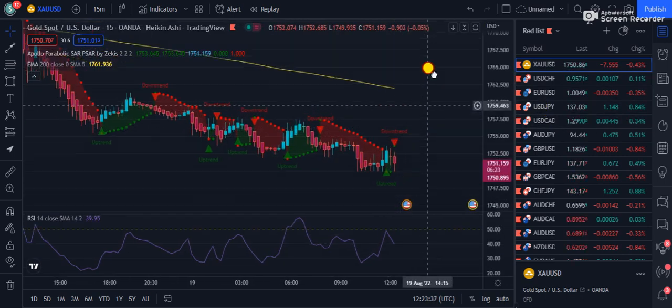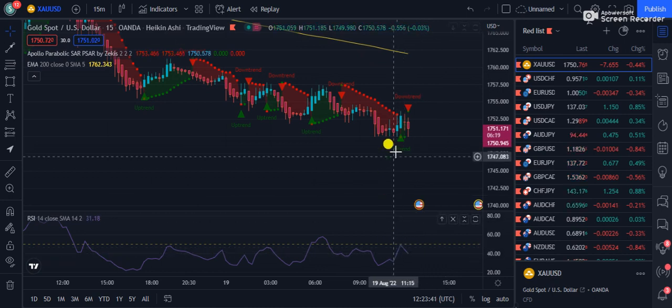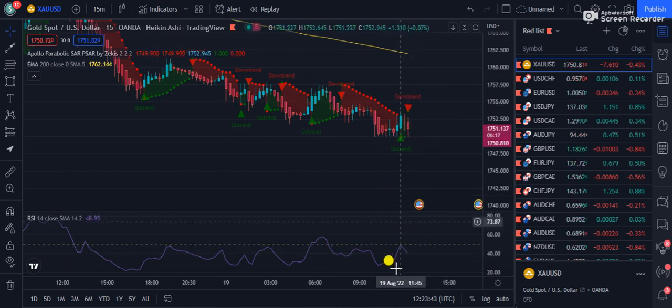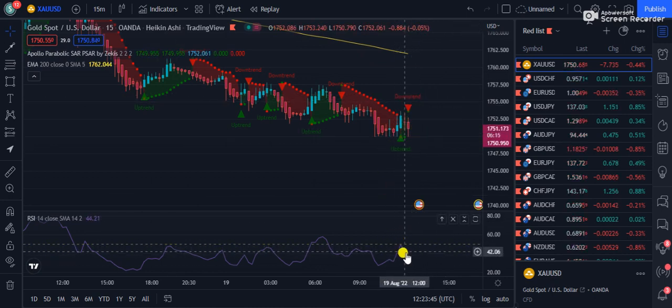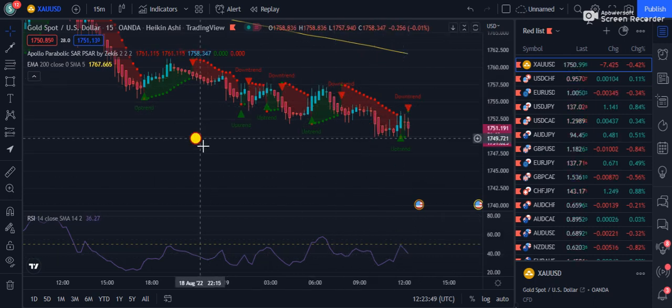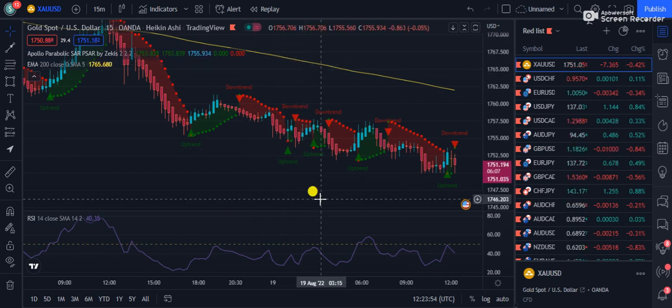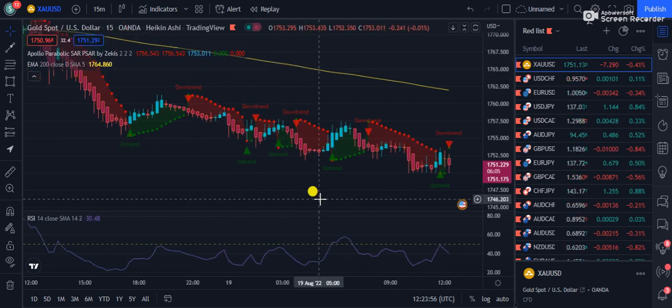It works pretty well on gold as well, right? Right now you can see what's happening on gold. We have a downtrend signal. The RSI line is below the 50 period, and you can see that even the downs are working, the ups are not working, and the market is below the 200 EMA. So guys, this indicator is very useful. Please attach it on your screen.